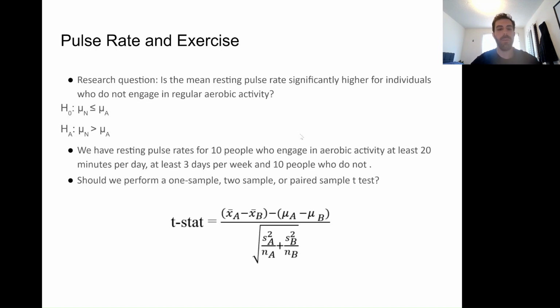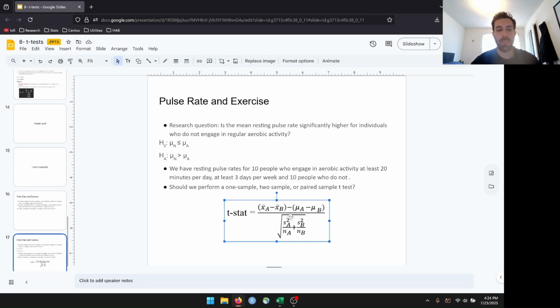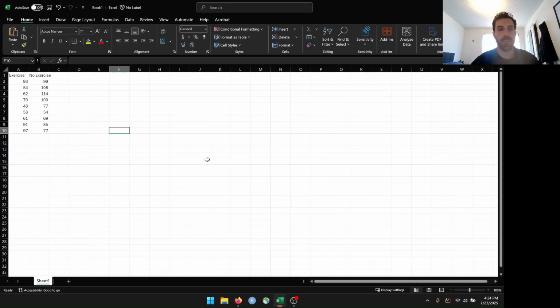So let's go ahead and do that. I'm going to open up Excel. I know this formula is a little intimidating. Before we get into it, notice that mu A minus mu B in our case is 0. So we can ignore this part of the formula, and that makes it a lot less intimidating. So let's go ahead. I'm going to copy this into Excel just as a point of reference.